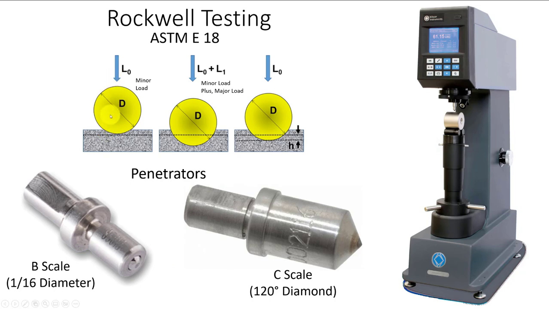What we're going to do is put a minor load, so about 10 kilograms of that load, we're going to put onto it initially, zero it out. We're going to push in for a certain period of time. It's going to measure the depth of the penetration from that reference line, and it's going to report it back in terms of Rockwell values. Now, this test compared to the Brinell, this is measuring depth of penetration, where the Brinell is measuring the width of the penetration made. And again, this is going to use ASTM E18.